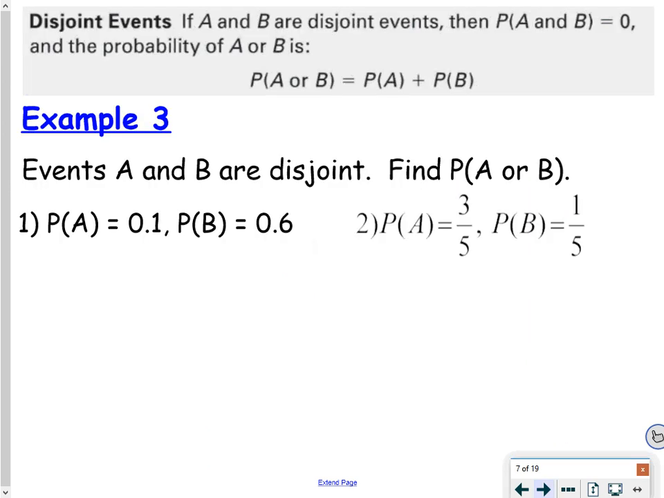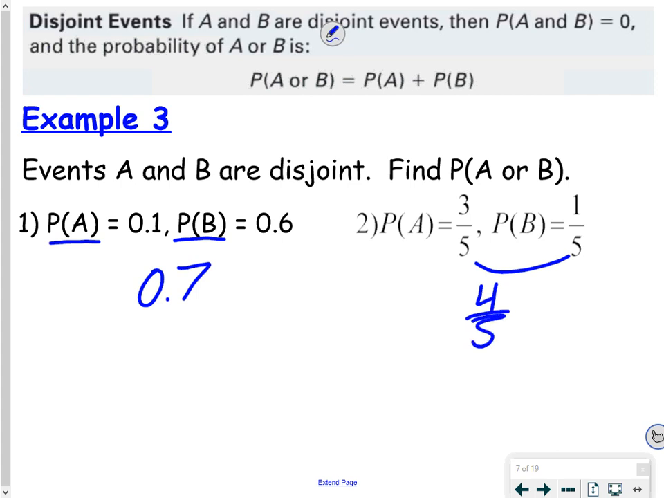So going back to disjoint and overlapping events. Remember, for disjoint events, they both can't occur at the same time, and in that case, we just add them up. The probability of event A plus the probability of event B would be 0.7. And if they're disjoint, there's no overlap. Same thing with our fractions here. Let's just add them up, and we get 4/5. So that's the probability of event A or B occurring if they are disjoint.